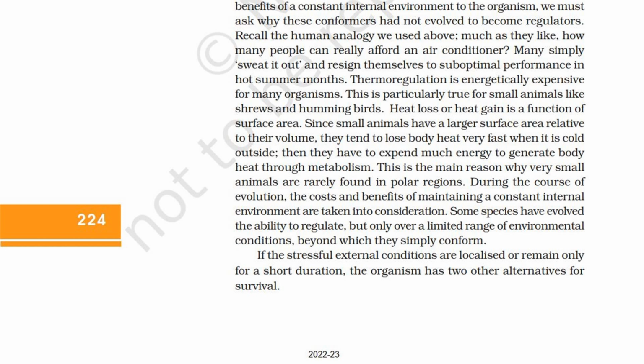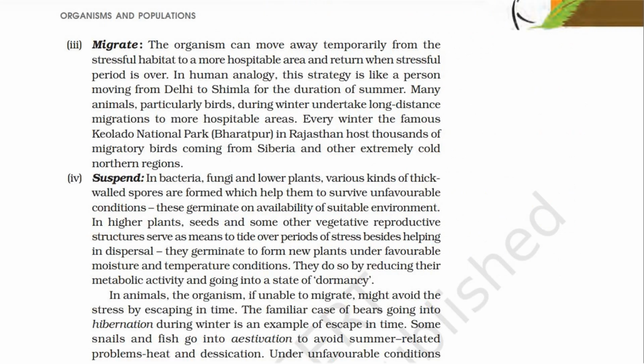During the course of evolution, the costs and benefits of maintaining a constant internal environment are taken into consideration. Some species have evolved the ability to regulate, but only over a limited range of environmental conditions, beyond which they simply conform. If the stressful external conditions are localized or remain only for a short duration, the organism has two other alternatives for survival.